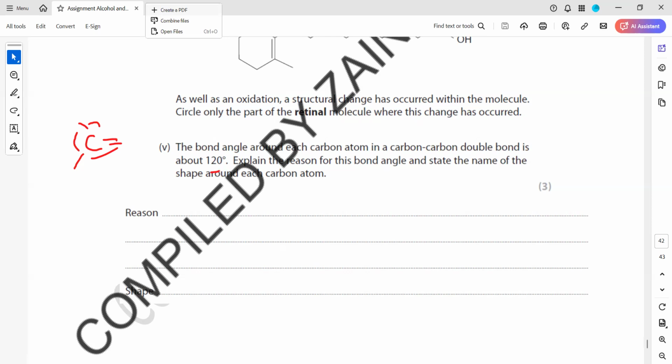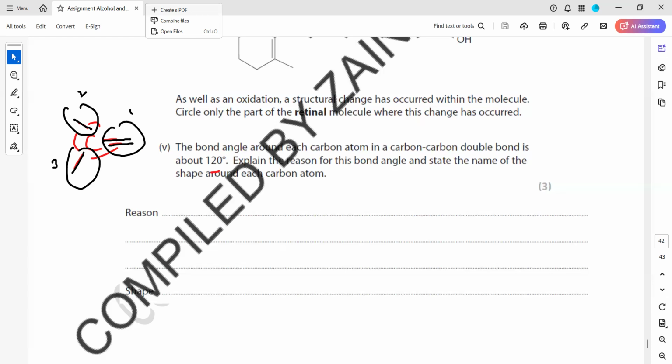The reason is that when we are predicting a geometry, we consider a double bond or a triple bond, which are in the same line, as one. So if there's a double bond or a triple bond, we consider it as one. So one, two, three. When we predict the geometry, we say there are three regions of electron density, one, two, and three regions. Whenever there are three regions of electron density, the bond pairs try to minimize the repulsion, and when they minimize the repulsion, they will have maximum separation.